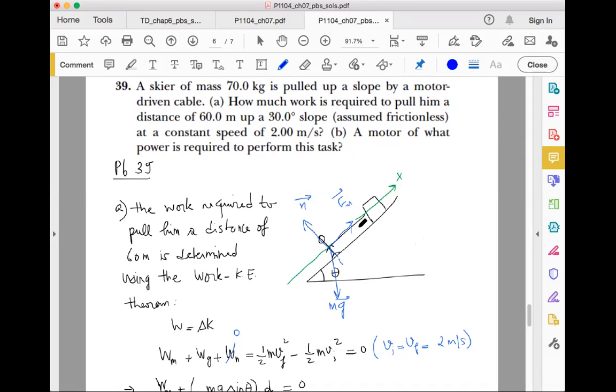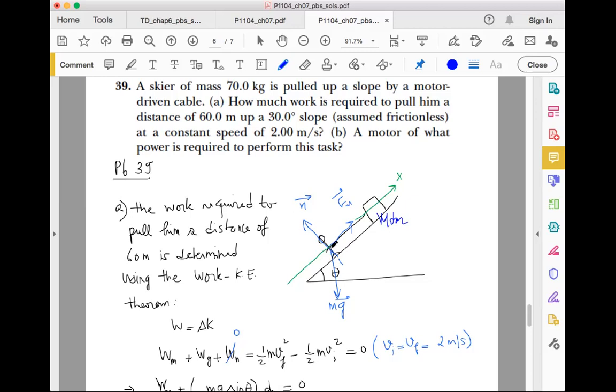So this is actually our inclined plane. It's inclined by an angle theta of 30 degrees, as you can see in here. This is the skier, which is connected to a cable, and this is the motor, which is pulling it up. Okay. Now, in order to determine the work that is required to pull him a distance of 60 meters, the displacement along the inclined plane, we have to check all the forces acting on this skier. The best would be to apply the work kinetic energy theorem, because in this case we can access the work of all forces acting on it.